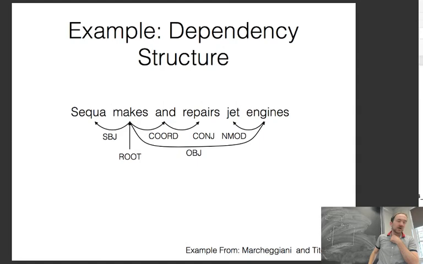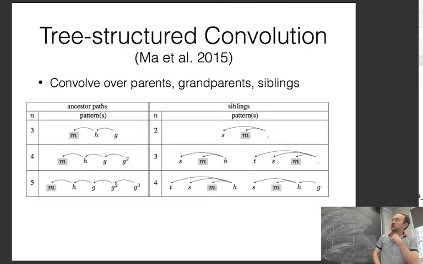So there's a couple different ways we can incorporate this. One is tree-structured convolution, which basically means that instead of calculating our convolutional features based on things that are next to each other, we calculate convolutional features based on things that are next to each other in the dependency tree.